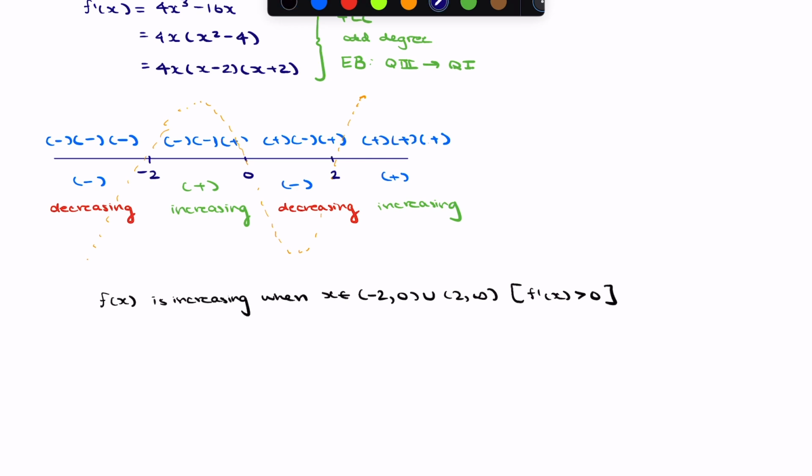And then f of x is decreasing when x is from -infinity to -2, and from 0 to 2. And again, this is when f prime of x is less than 0.